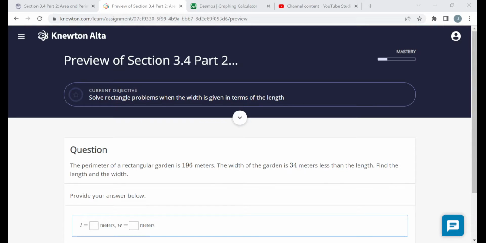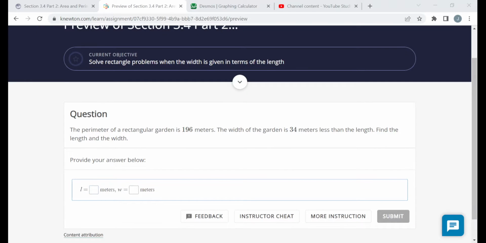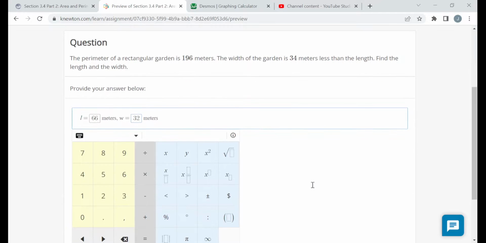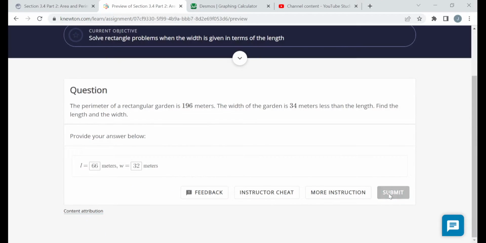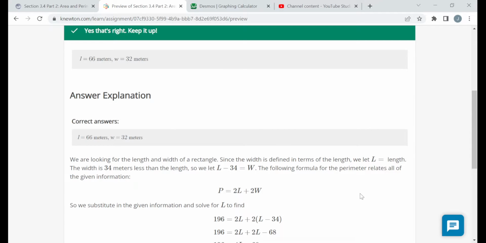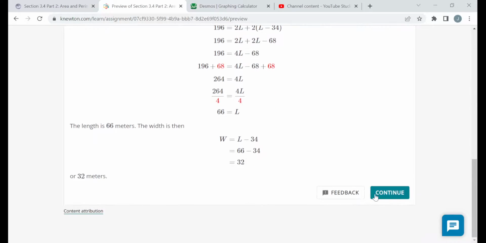Now pay attention, right? They got L for length and W for width. Length specifically was 66, and the width specifically was 32. Make sure you don't mix these up. Pay attention to what's what. Great. All right. Next question.